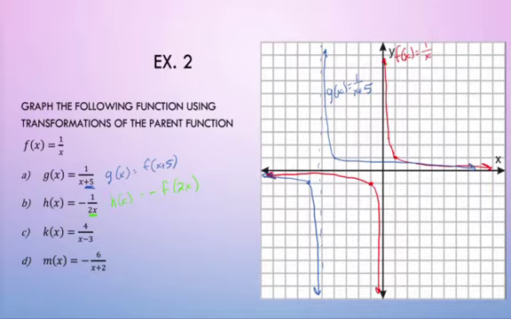So instead of going through the point at (1, 1), it's going to be (1/2, -1). And it's going to go like this, reflected over the x-axis. And then you're also going to have this. That's h of x equals -1 over 2x.